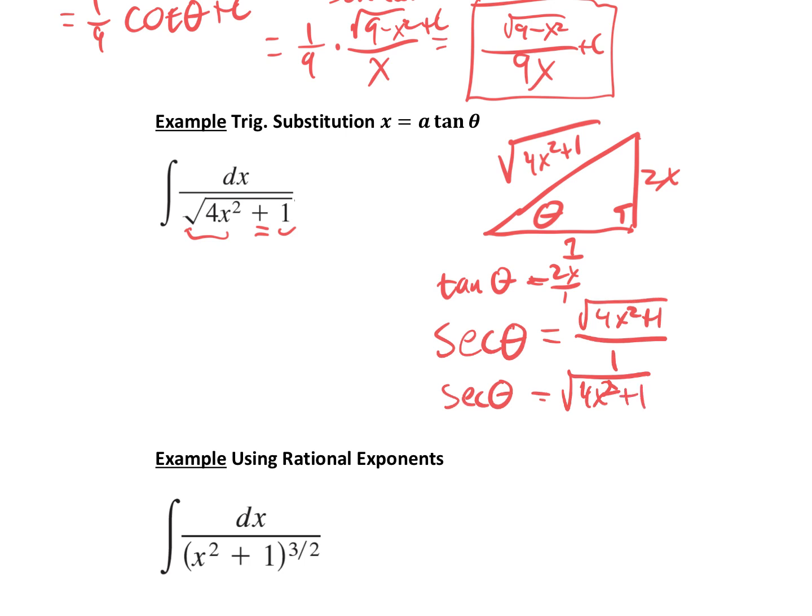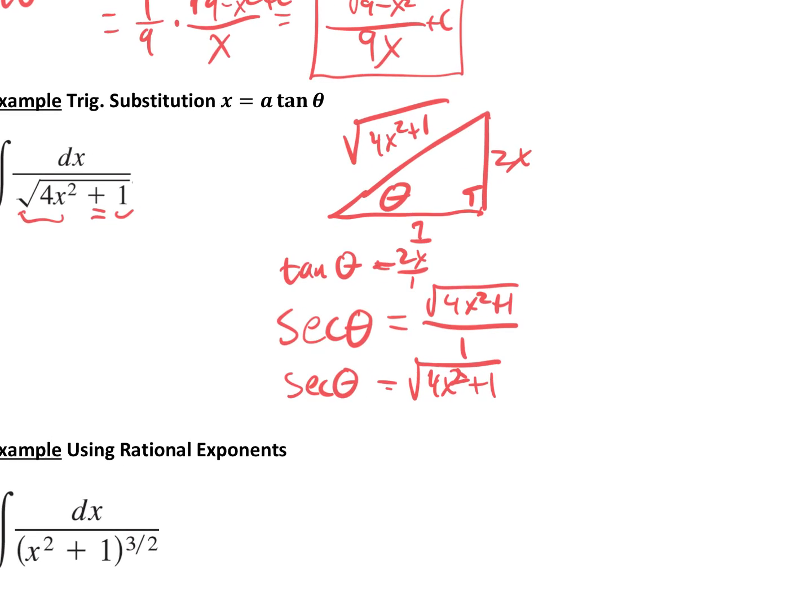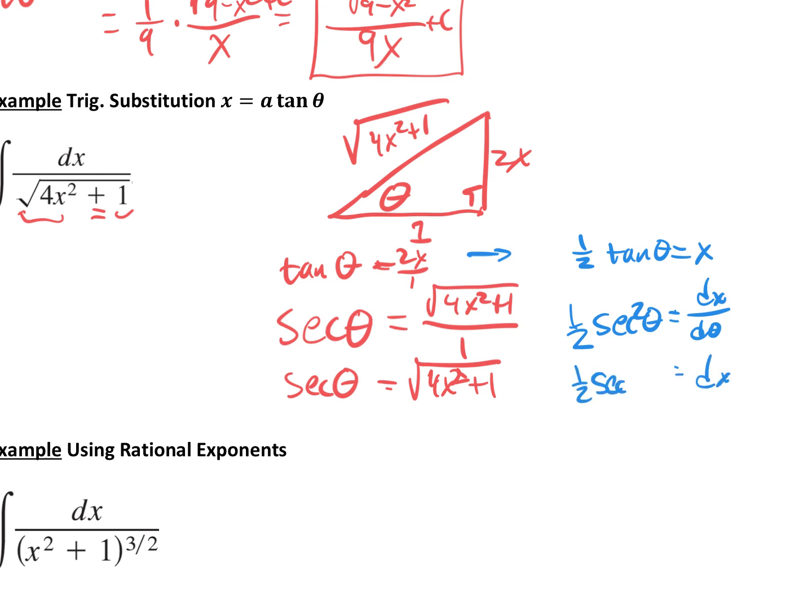We need to get a dx here, so we'll use this to get our dx. If we have tangent theta equals 2x, and we divide by 2, we get 1/2 tangent theta equals x. And so dx d theta, the derivative of tangent is secant squared. So this is 1/2 secant squared theta. So we can say dx is 1/2 secant squared theta d theta.